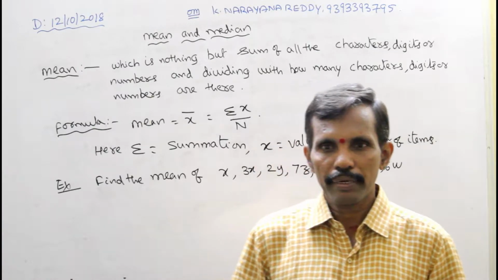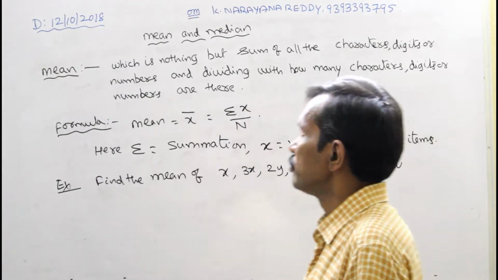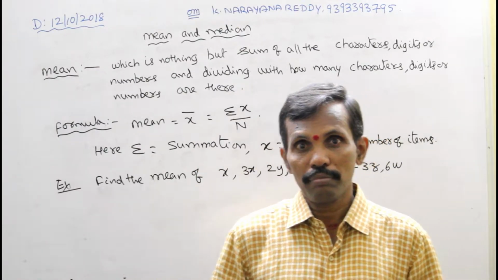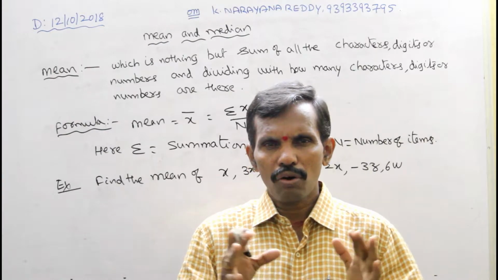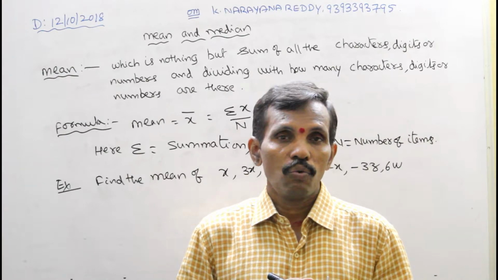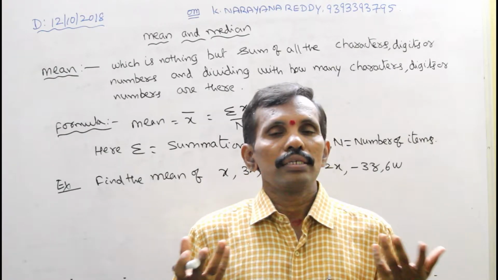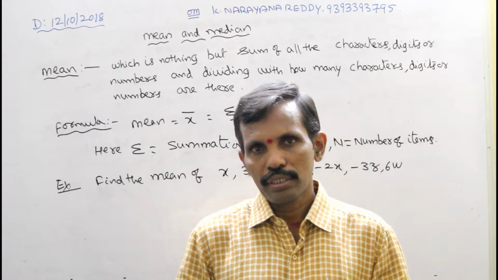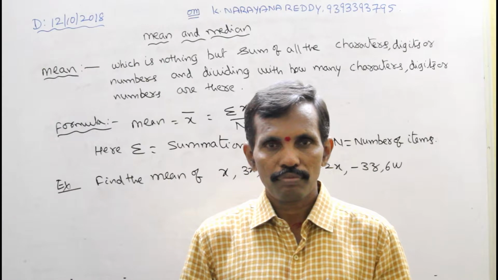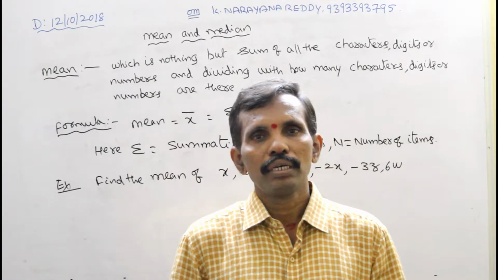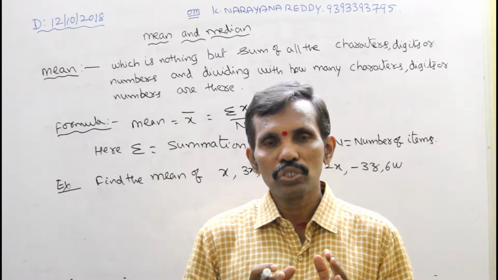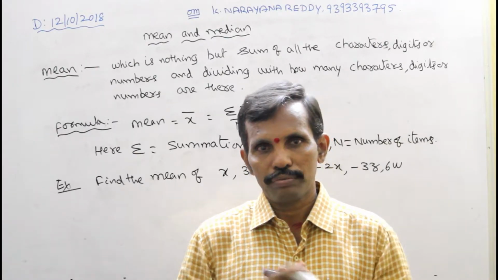Today in this class, I am explaining about mean and median. What is meant by mean and what is meant by median? These all come under data values. What are data values? They are numeric values containing some information, that is data. So this data containing numerical values, those are data values.